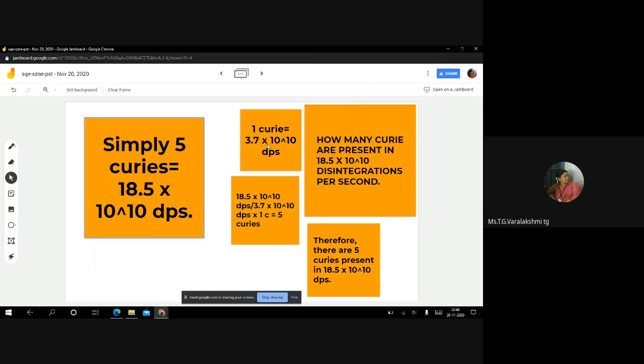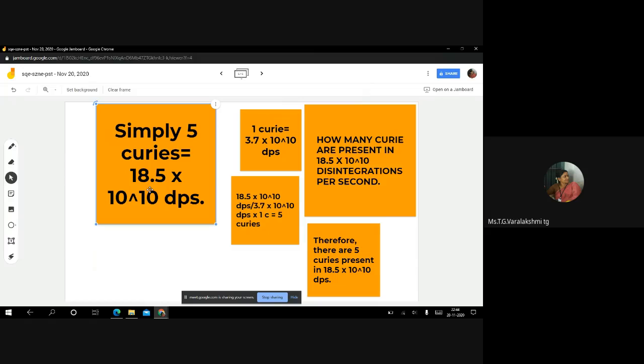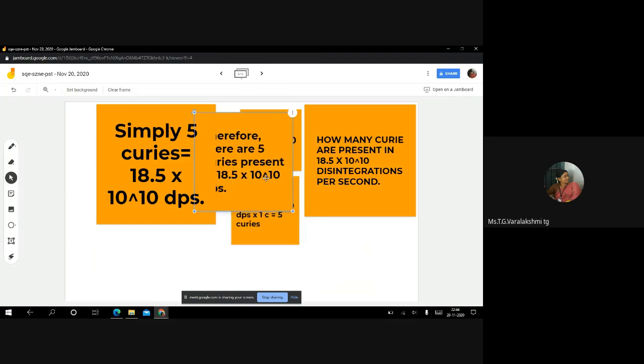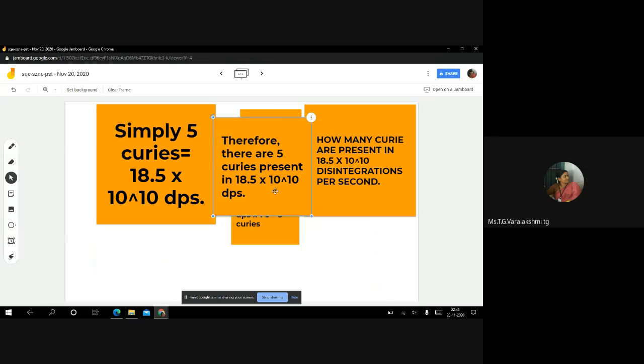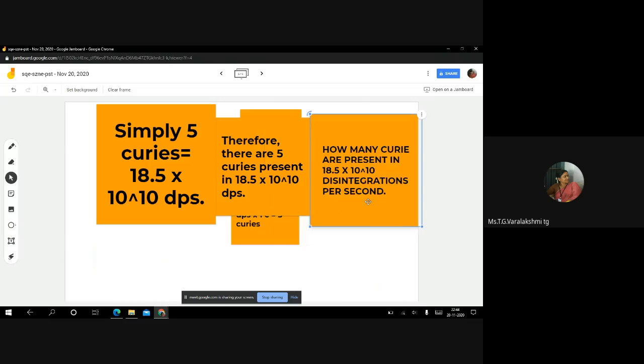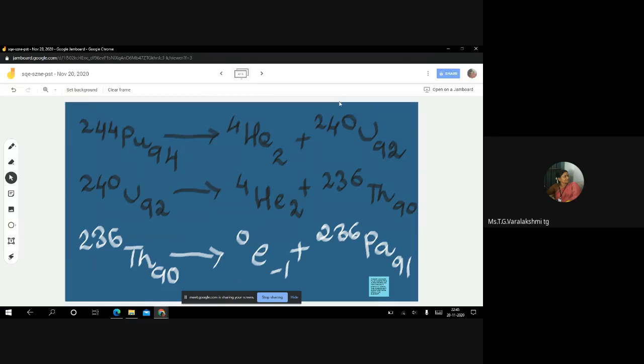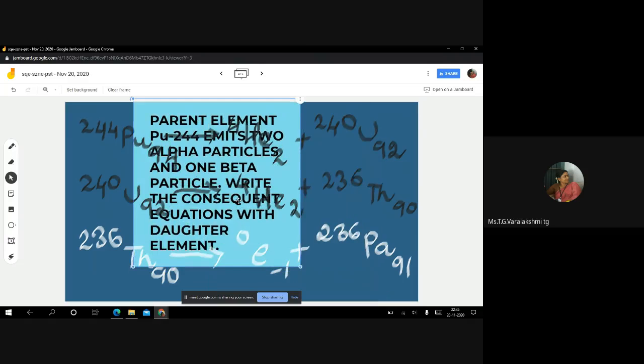1 curie is equal to 3.7 into 10 power 10 dps. Therefore 5 curie is equal to 18.5 into 10 power 10 dps. So there are 5 curie present in 18.5 into 10 power 10 dps. Is it clear? This is a very, very important question. And one more question we will learn. Just go through this question alone. With this, we will end up.